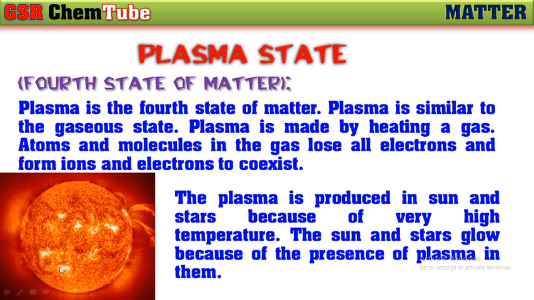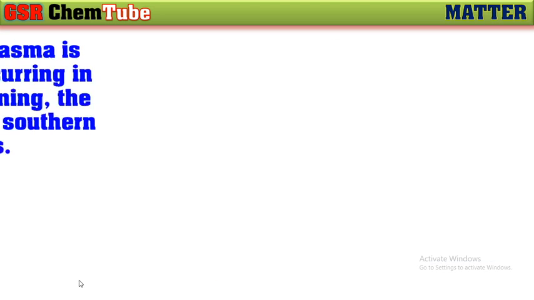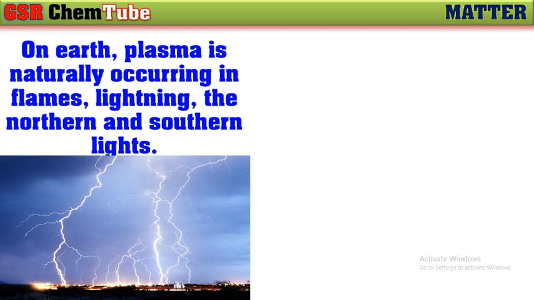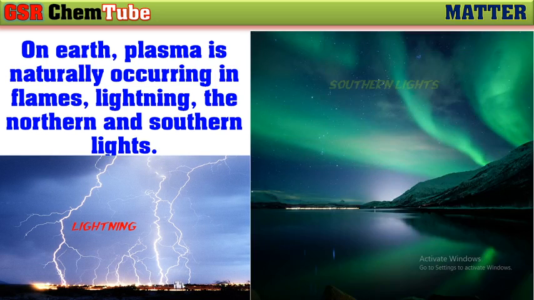So what happens in sun and star? They have very high temperature. Because of the very high temperature, the gas molecules in the stars and sun ionize and form ions and electrons to coexist. That state we call as plasma state. On Earth, plasma is naturally occurring in flames, lightning, the northern and southern lights, and these all contain plasma.